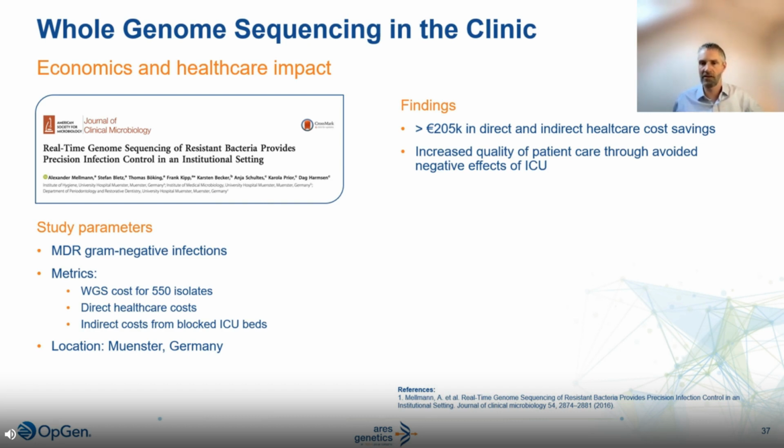Interestingly, the direct and indirect healthcare costs were thereby very conservatively assessed. The team used cost data that at the time of publication were outdated by 15 years. I guess we can intuitively agree that within 15 years, costs for most things have gone up, while however the costs for sequencing in recent years have come down. Despite this conservative approach, the team calculated for this specific case involving again 550 isolates a total cost saving of 205,000 euros. As a positive side effect, the team also counted the avoided risks and detrimental health impact associated with patient isolation in an intensive care unit.